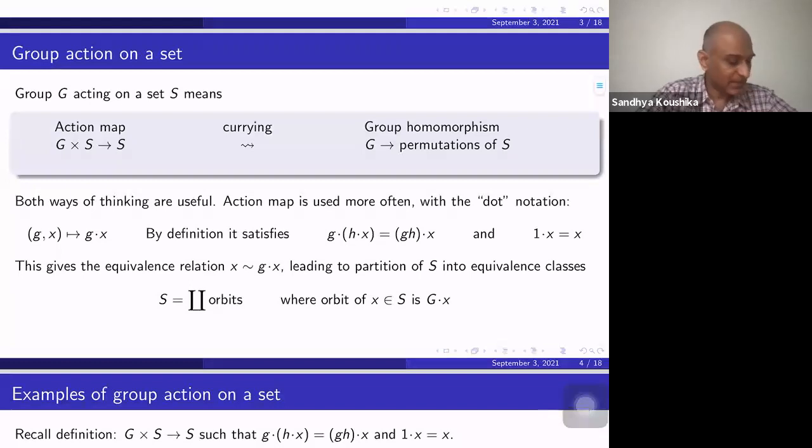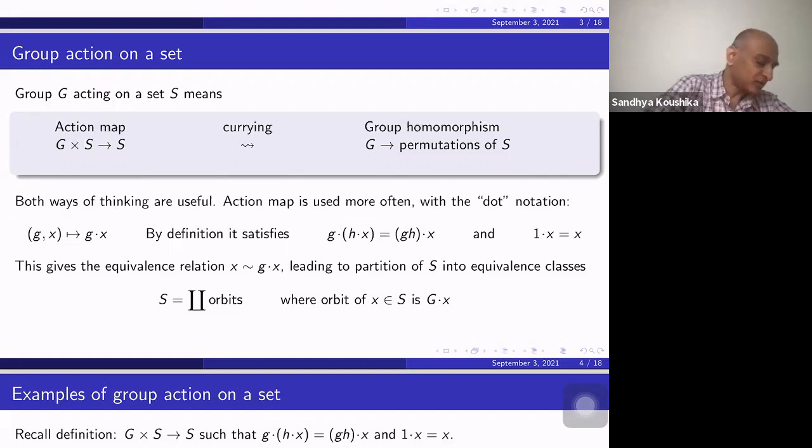So I hope that many people have seen this definition. A group acting on a set simply means that there is an action map from G cross S to S. And as is very common in computer science, you can shift your orientation to think of this as a map from G to maps from S to S. Now, elements in the group are all invertible. So actually you land up in the permutations of the set S. And both of these ways of thinking are quite useful. But the first way, that is the action, that gets used much more often.